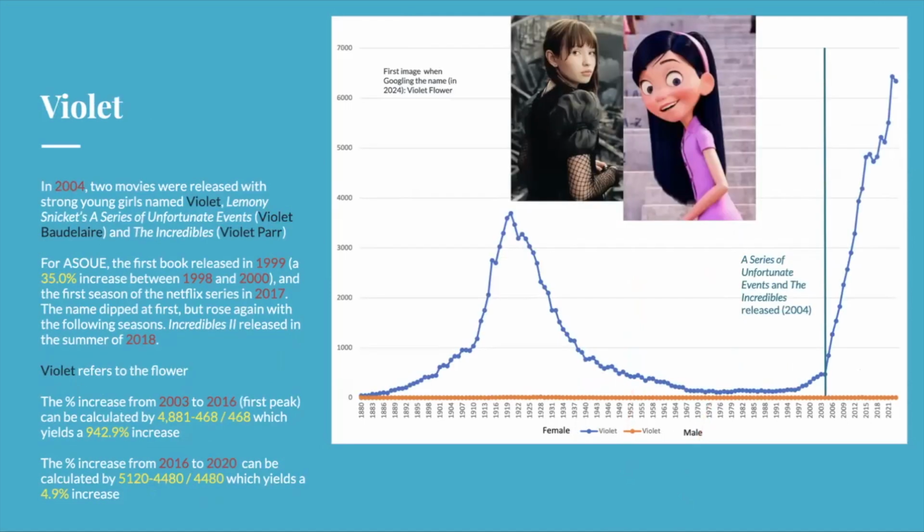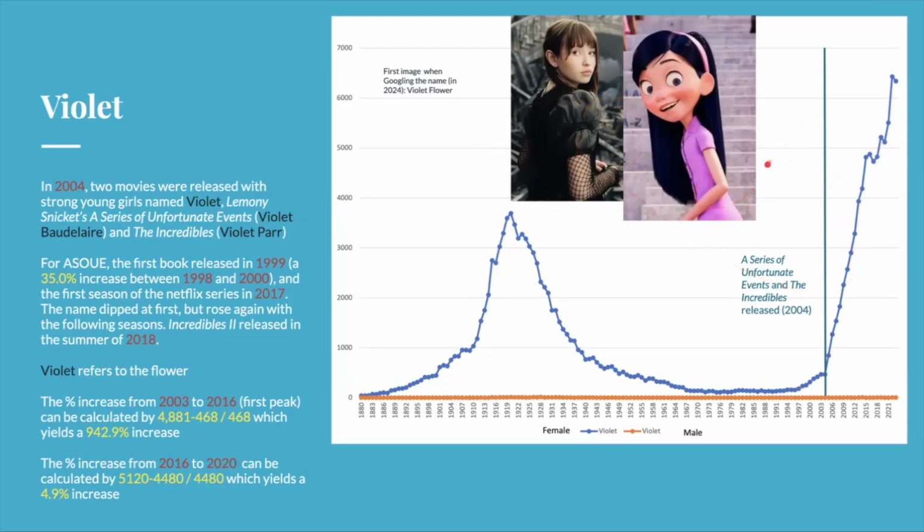Next name is Violet, and this is actually one of the first names that really got me into name trends and associations with pop culture, because in 2004, there were two characters named Violet in what you might consider children's media. We had Violet Baudelaire from A Series of Unfortunate Events, specifically the 2004 movie Lemony Snicket's A Series of Unfortunate Events, and Violet Parr from The Incredibles. And they're both strong young ladies. Violet's very intelligent. I haven't seen The Incredibles in a while, but she overcomes her fears at the end.